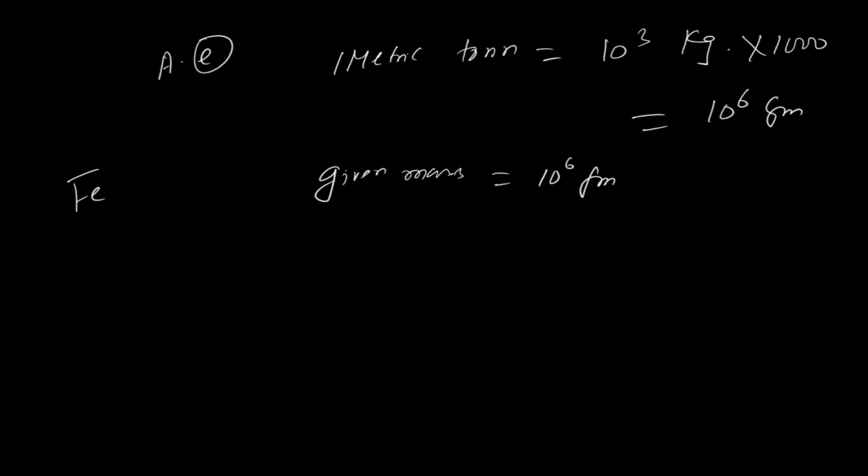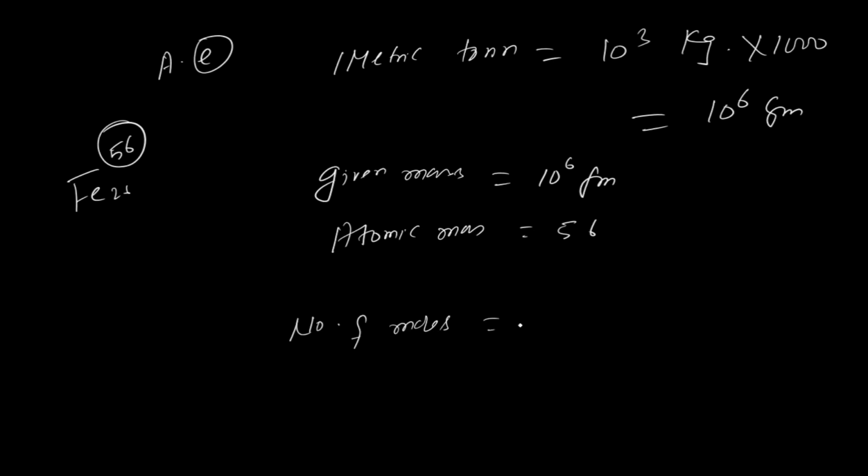The atomic mass of iron is 56. So atomic mass is equal to 56. Now you have to use the formula directly. Number of moles is equal to given mass upon atomic mass. When you solve it, that will be the answer, and it will be 1.786 into 10 power 4 moles.